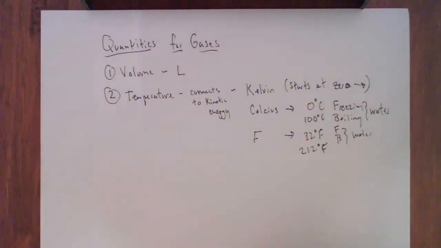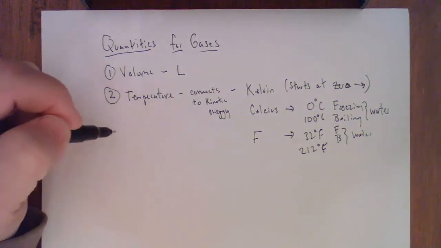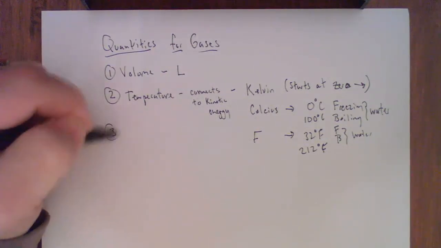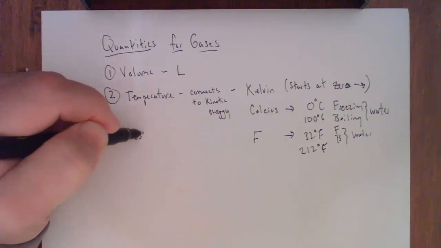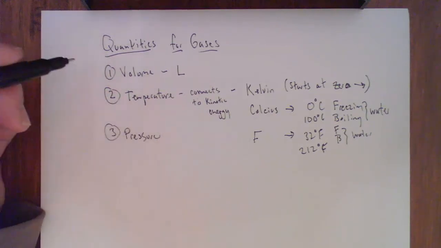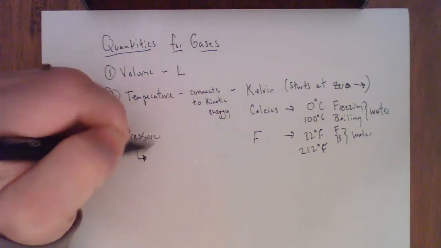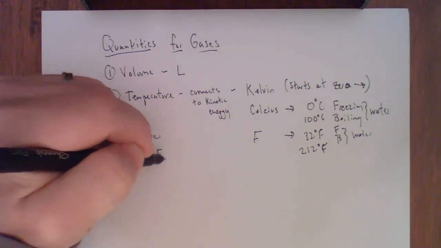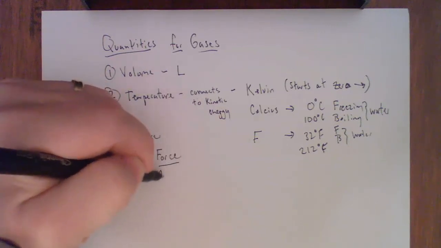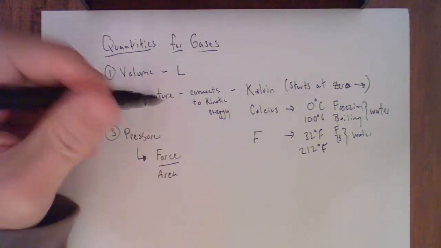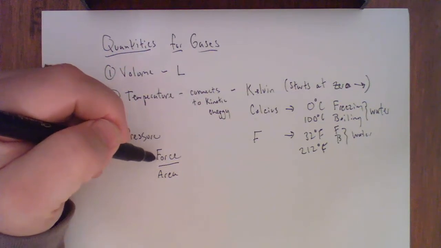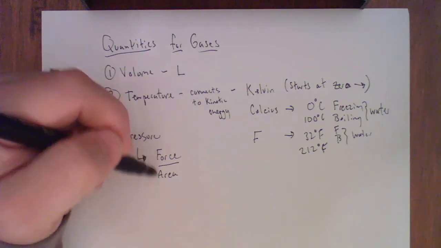Okay. The other quantity that we like to deal with is a kind of new one. It's going to be the pressure. Now, pressure really comes back to a concept that we look at, which is called force per area. So pressure is the force that we apply on the surface area that we're applying that to.